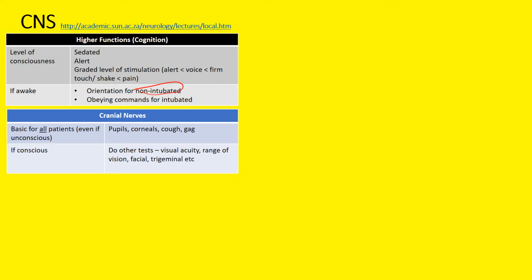Cranial nerves. And this is just from the end of the bed. Sorry, not the end of the bed. So far you haven't touched the patient. You're just talking. Cranial nerves. Now, for all patients, including unconscious patients, you have to do pupils, corneals, cough, and gag.